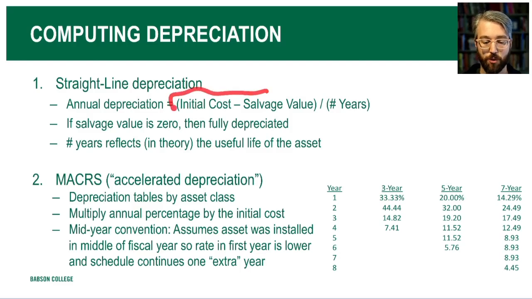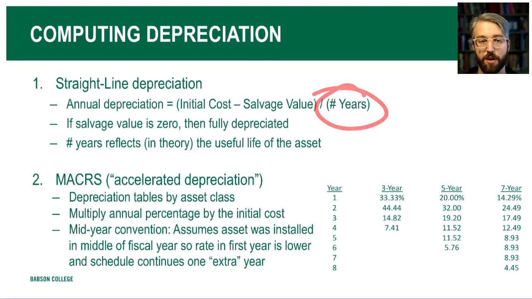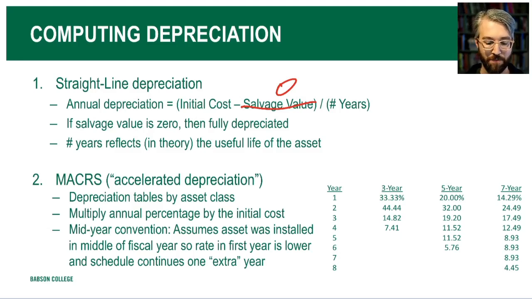We take the difference between those two, and that's the total decline in value over the life of the asset, and just divide that by the number of years that the accountants tell us that the asset should be expected to be in use. And critically, you can kind of see if the salvage value is 0, which is a not atypical assumption, so if we assume that once this thing has been used up, it's worth nothing, that means that annual depreciation is just going to be the initial cost of the product or the capital good divided by the number of years that we expect it to last. So if that salvage value is 0, then that asset will be fully depreciated at the end of its life.